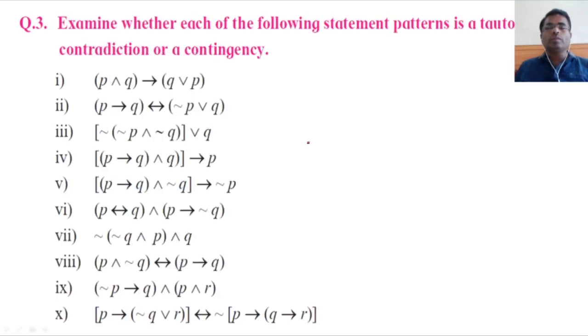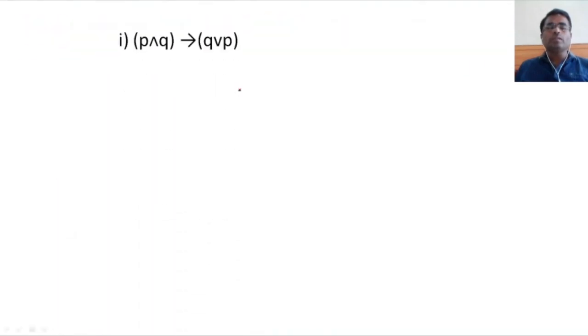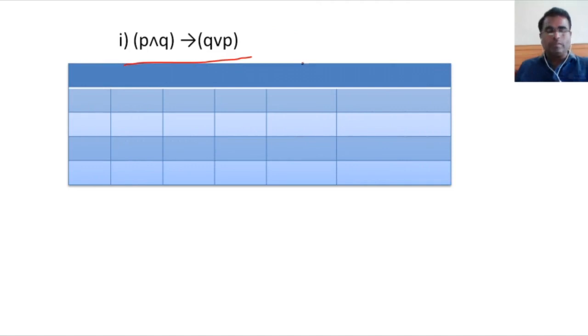Now question number 3 is: examine whether each of the following statement patterns is a tautology or contradiction or contingency. So let us examine some questions from this. Out of this, first we are going to consider the first example, P and Q implies Q or P. Let us see what happens with this.